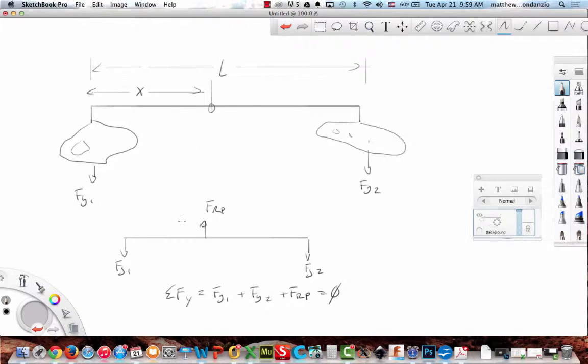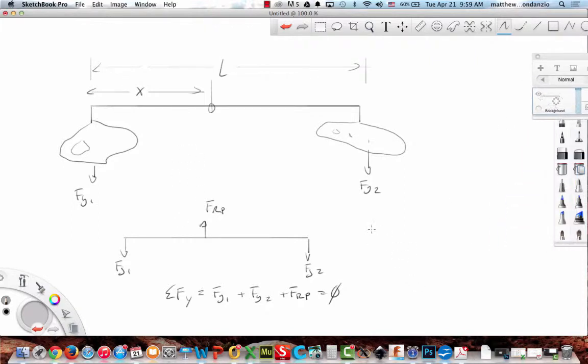You could also do a sum of the torques equation. Now, you can calculate Rp if you wanted to, but let's say you didn't want to calculate the force of the rope. Where would you do the sum of the torques around? The center of L? That would be L over 2. Right? You want to do it at L over 2?